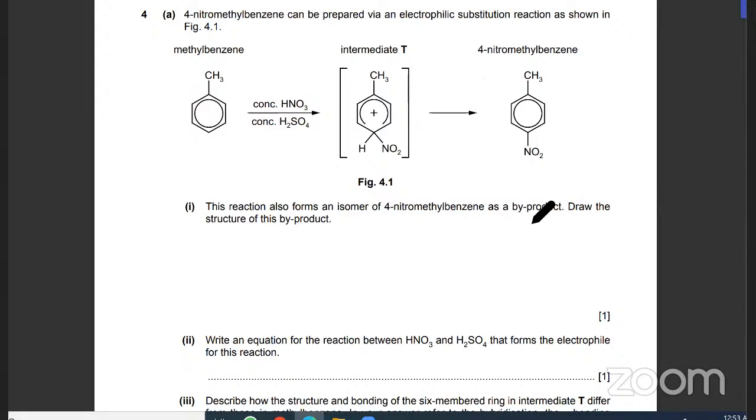An isomer of 4-nitro. What type of group is CH3? Is it 2,4,6 or is it 3,5? Electron donating, 2,4. So it's a 2,4 directing group. So the NO2 is either going to be on the 4th position or on the other one, the 2nd position. So that's your other byproduct.